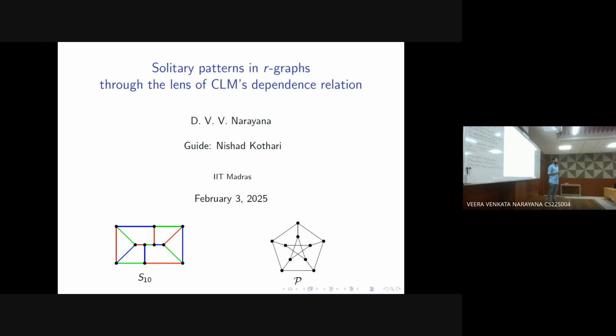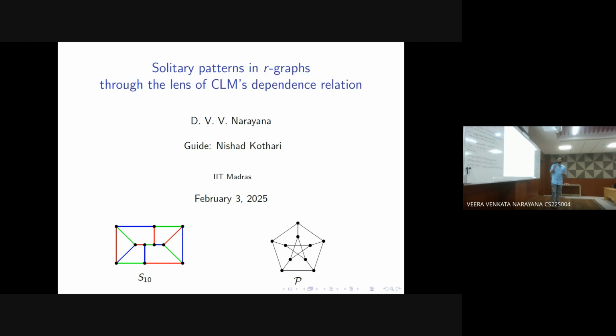So today we're going to discuss solitary patterns in r-graphs through the lens of CLM's dependence relation. Before that, I'm going to motivate and give a definition of r-graphs. For that, I'll discuss a couple of questions just to understand the motivation behind the definition of r-graphs. After that, we'll go into the solitary patterns in r-graphs through the lens of CLM's dependence relation.